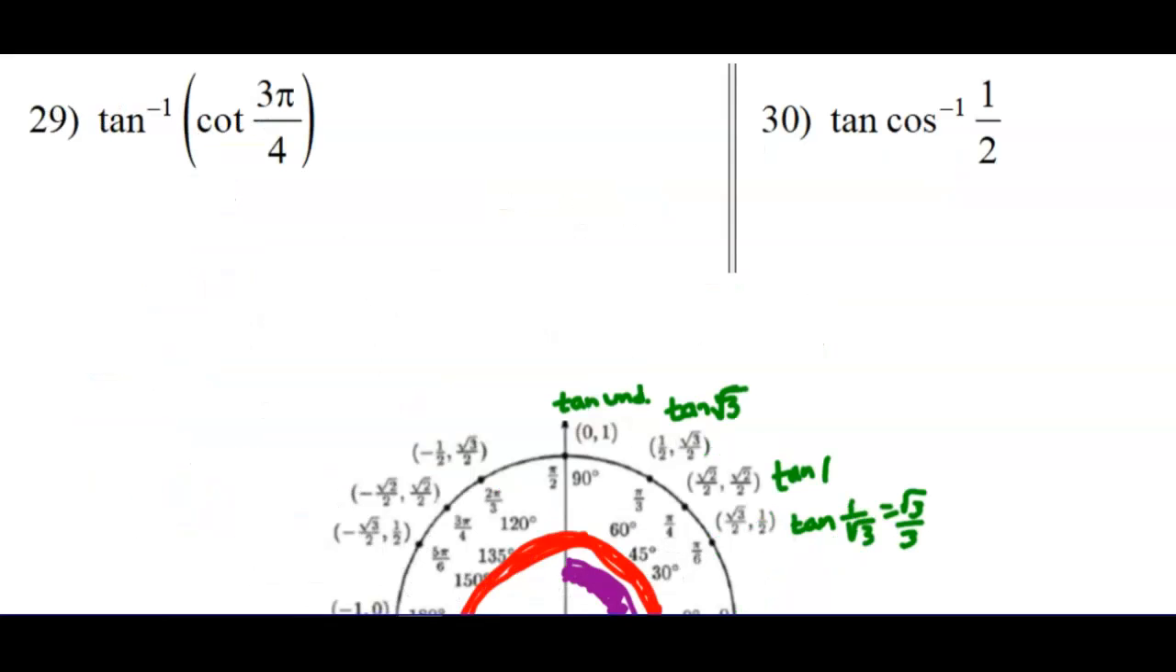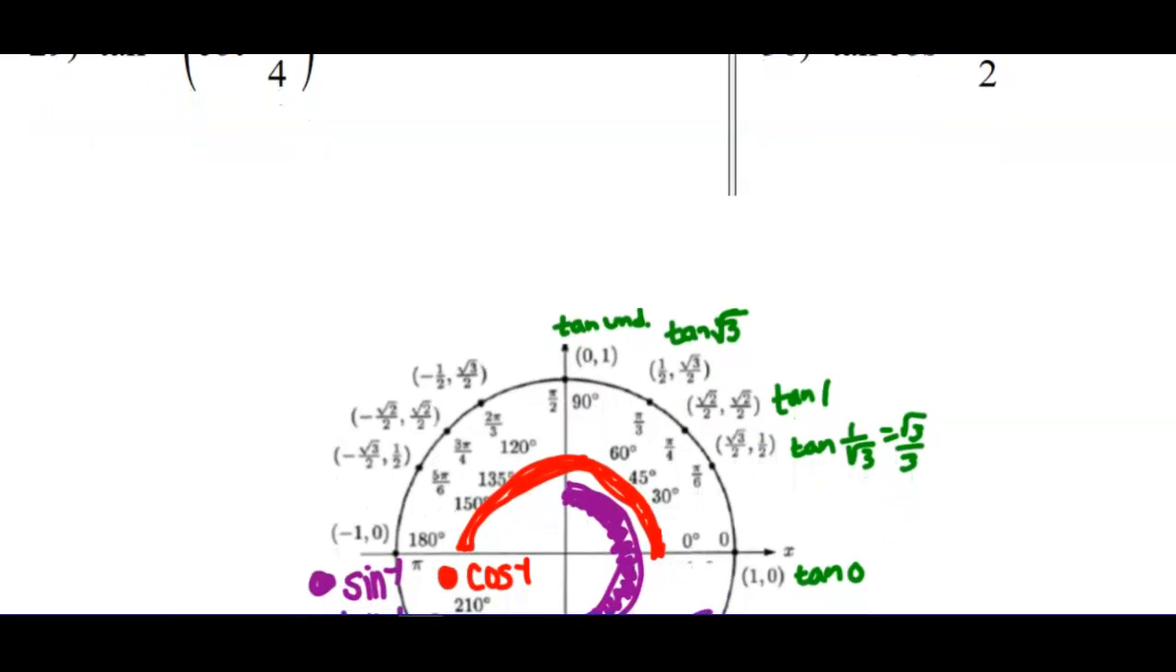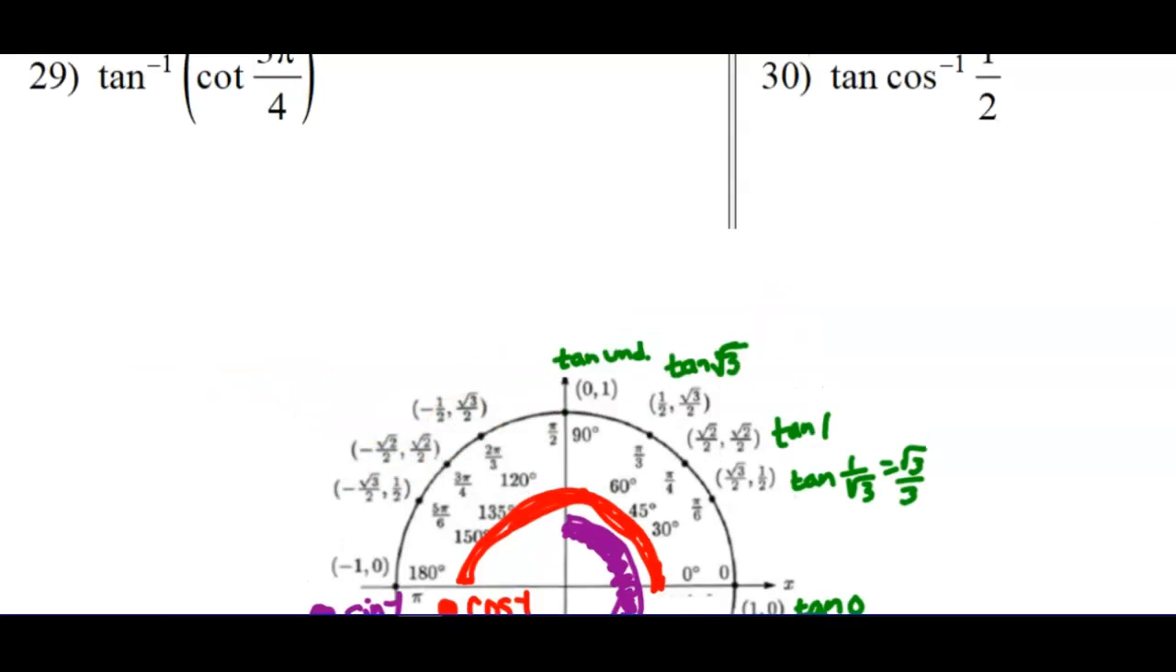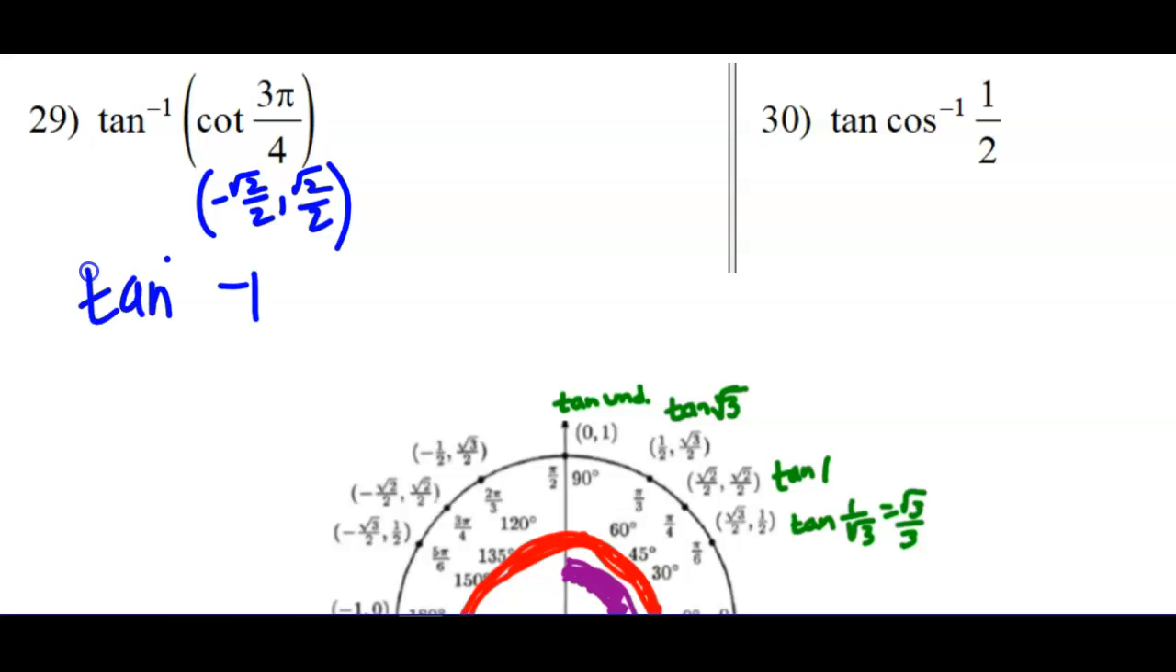All right, number 29 says go to 3 pi over 4. When we get there, we have negative square root of 2 over 2 and positive square root of 2 over 2. So that's the point we're dealing with. It wants the cotangent, which is x over y, so we'd get negative 1. And it wants where is the tangent, negative 1.